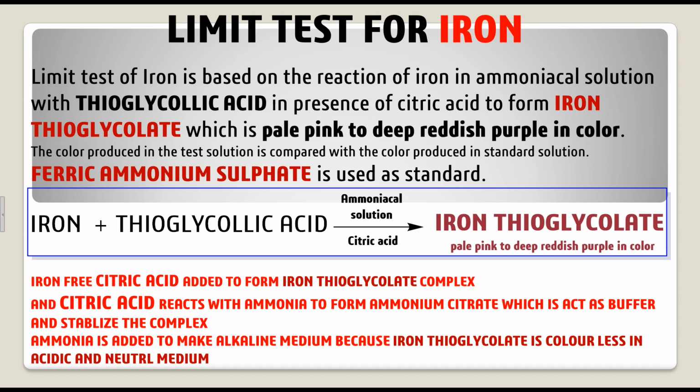Then what is the use of ammonia? Ammonia is added to make an alkaline medium because iron thioglycolate is colorless in neutral and acidic medium. There is a purpose of why we are adding ammonia solution and citric acid.